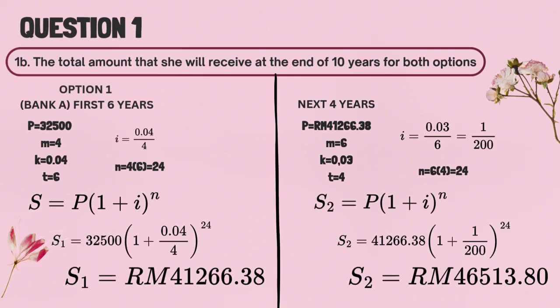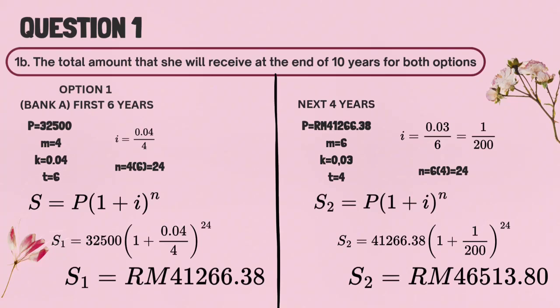Now we're going to use the formula S equals P (1 + i)^n. I've written down the substitution. S1 equals 32,500 (1 + 0.04/4). Why 0.04 divided by 4? Because, as you can see, i is K over M, to the power of 24. For the first 6 years, she will get RM41,266.38.